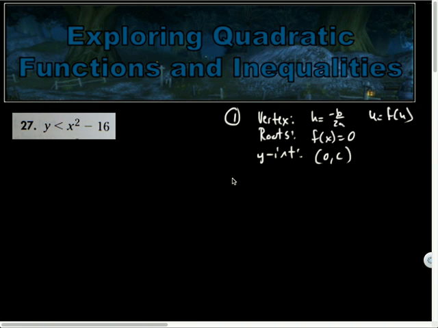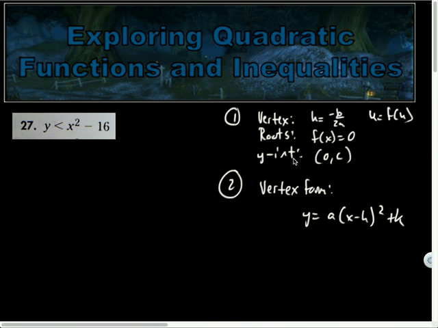Question? For the vertex, what's the second thing? K is equal to f of h. I know it was written sloppy. Or you could do vertex form, in which we have y equals a, parentheses x minus h squared, plus k. So either of those techniques would work for giving you the location of the parabola.